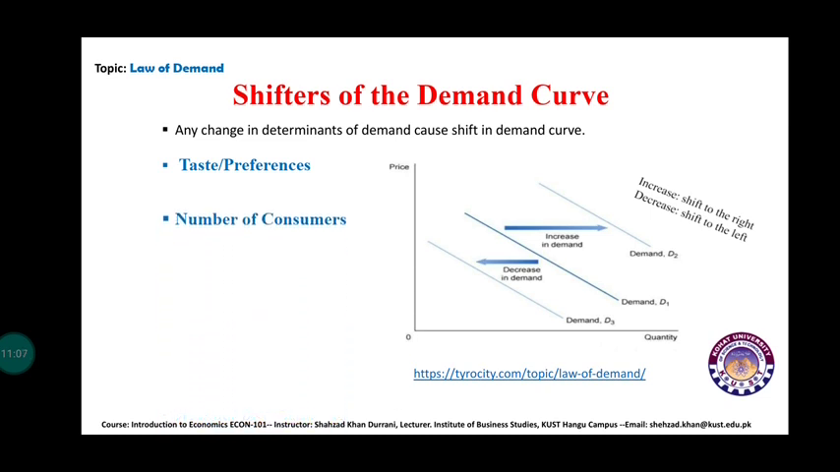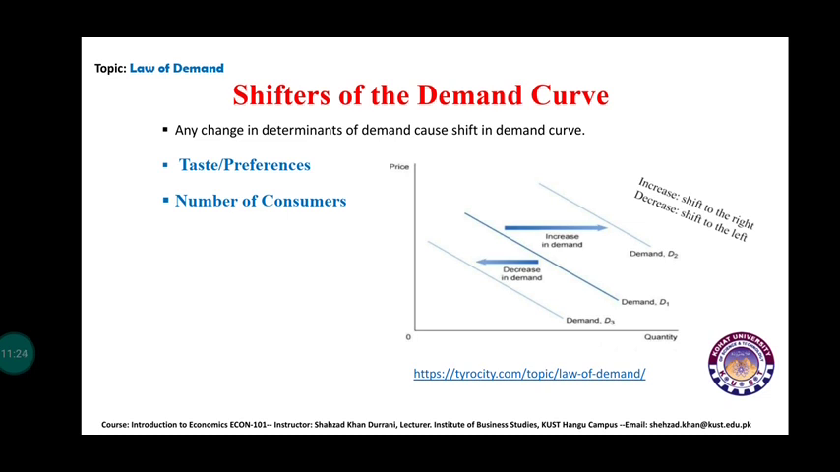Then we have the number of consumers. If there is a huge number of consumers consuming a certain product, there will be a shift in the demand, and the demand curve will shift to the right because there is an increase in demand.